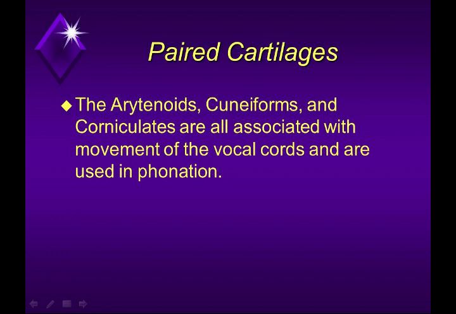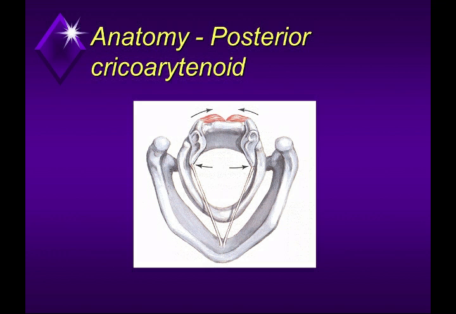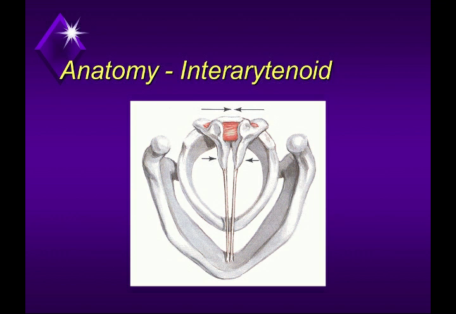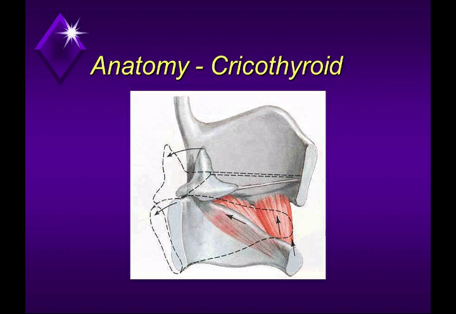So those paired cartilages, the arytenoids, the cuneiforms, and the corniculates. All I want you to know about them is they have to deal with phonation. They move the vocal cords so that you can speak. I don't care how they move, what they do. This is looking at the arytenoid cartilages, how they move. The cricoarytenoids, how they move. Lateral, blah, blah, blah. They deal with speech. End of discussion.